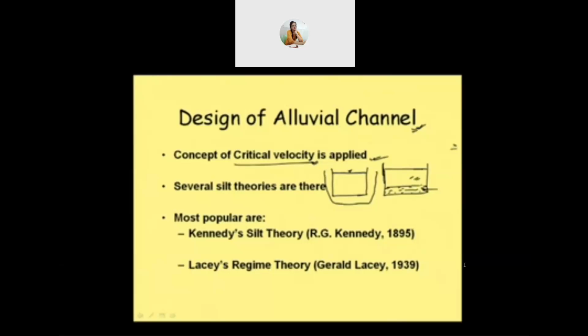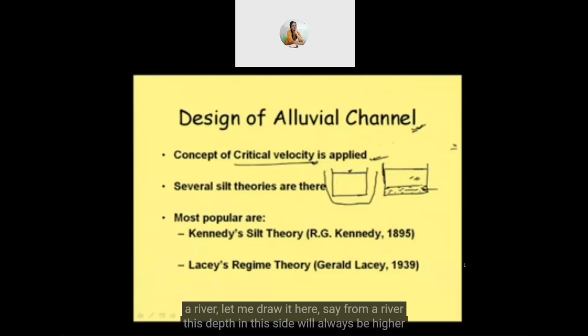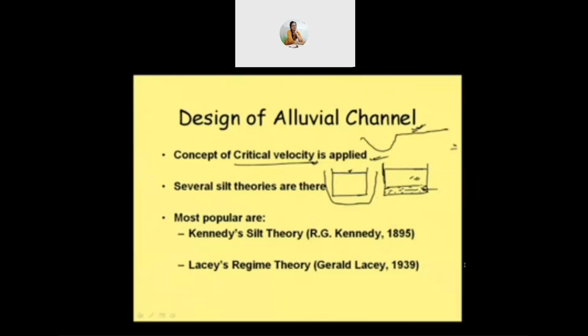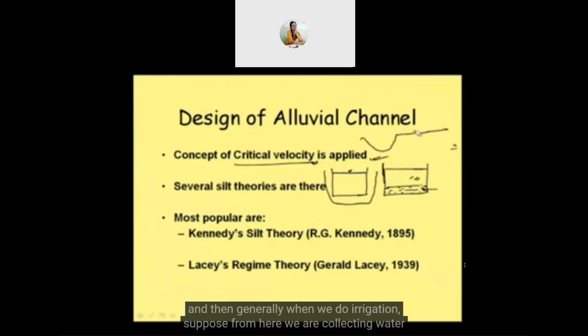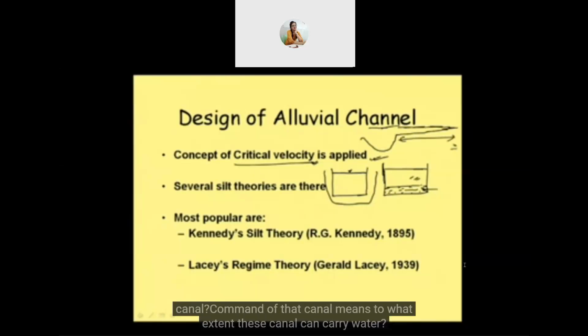So here we have, because from a river, let me draw it here. See, from a river, the depth on this side will always be higher. And then generally when we do irrigation, suppose from here we are collecting water and then we are supplying on this side. So to what extent can we go? This canal is moving like this, and to a certain extent we can go. And what is the command of that canal? The command of this canal means to what extent this canal can carry water.